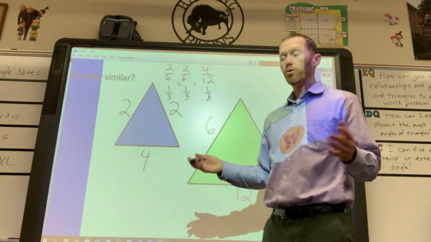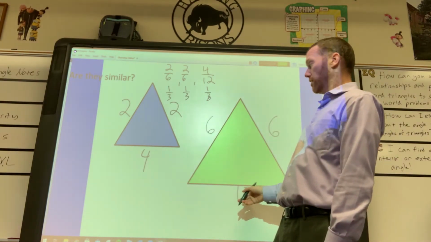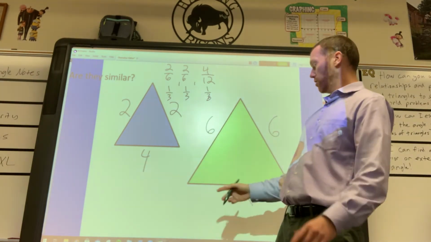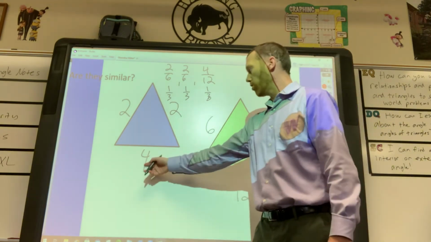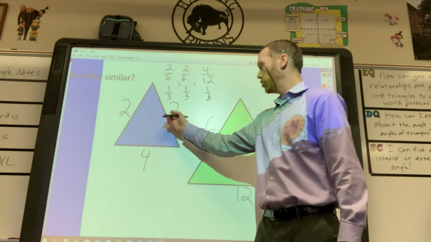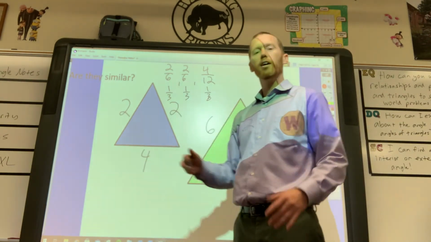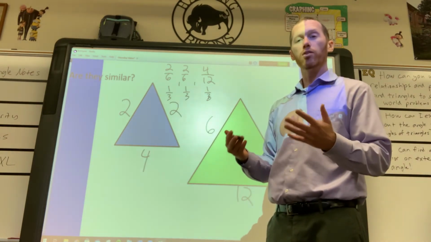If you started the other direction, if you started with this side over 4, you could do that as long as you did 12 divided by 4 and then 6 divided by 2 and then 6 divided by 2 there. So you just have to be consistent with your comparison.